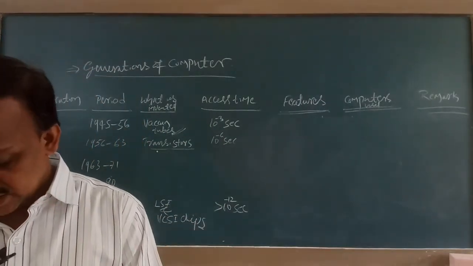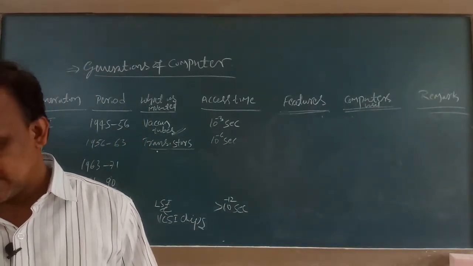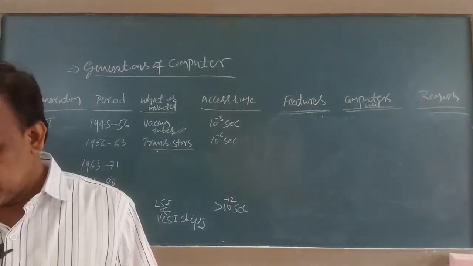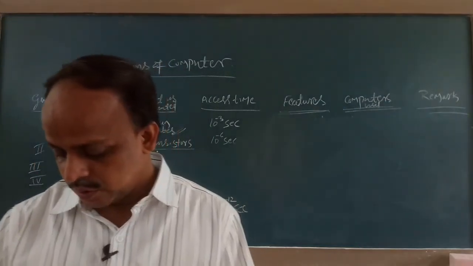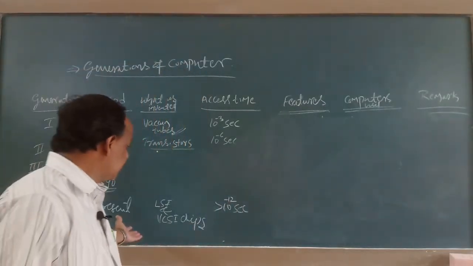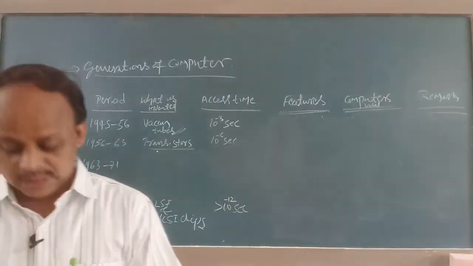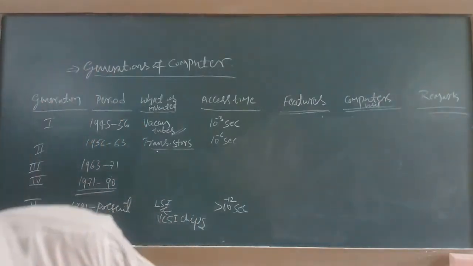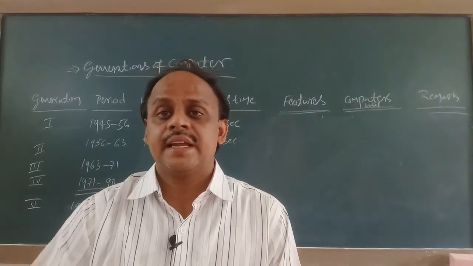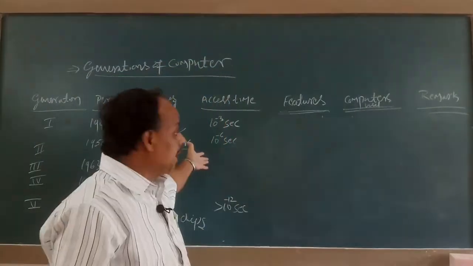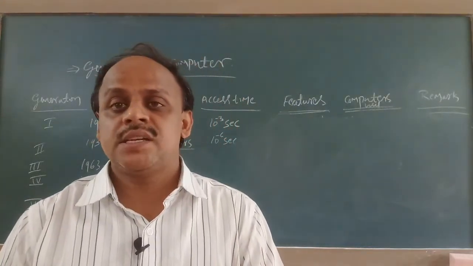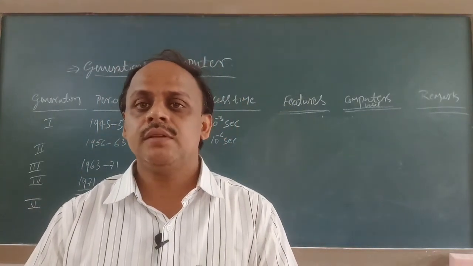And in the fifth generation advanced networking technology is developed. Development of robots to assist human beings is done in the fifth generation. So like this we can make a table of five generations of computer.